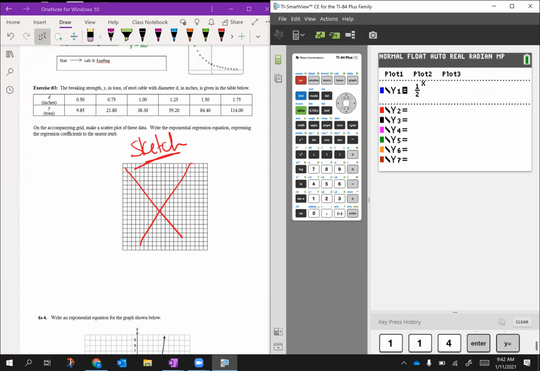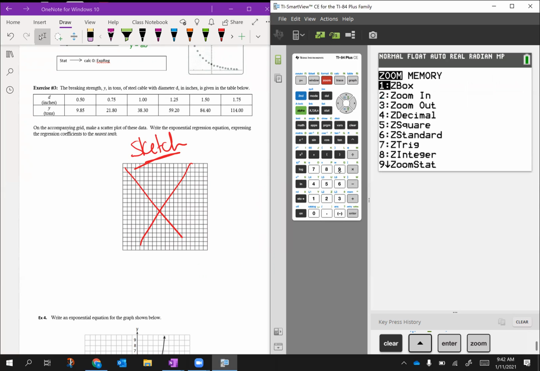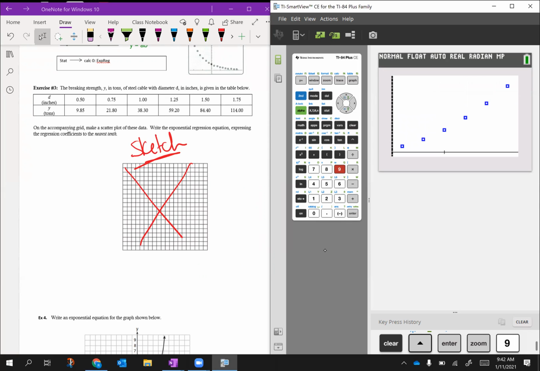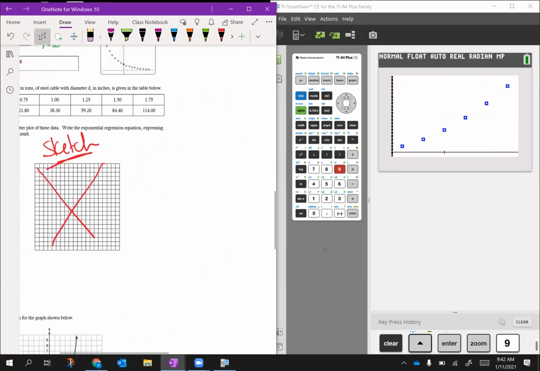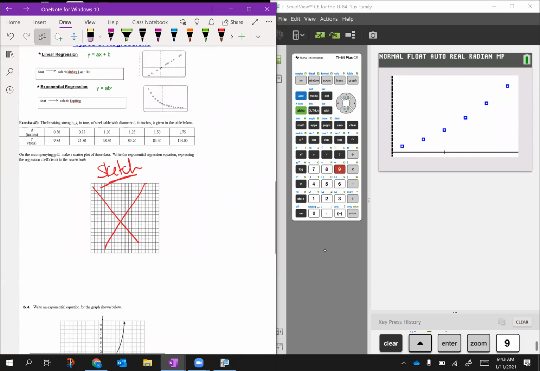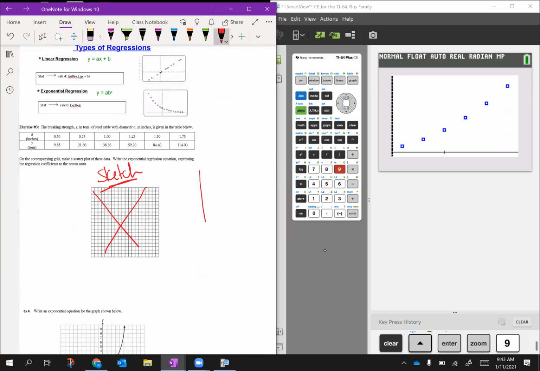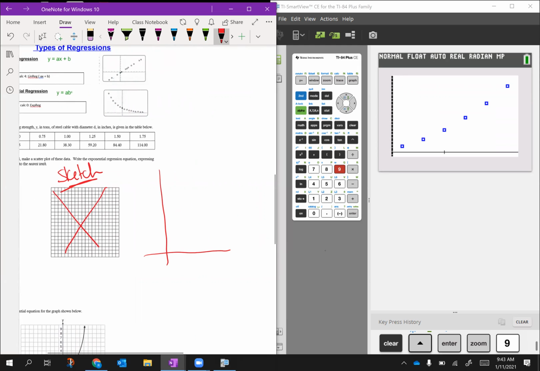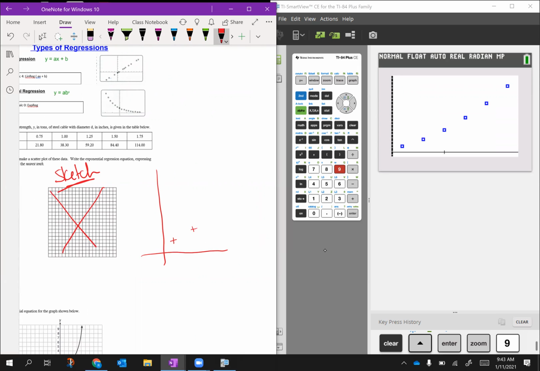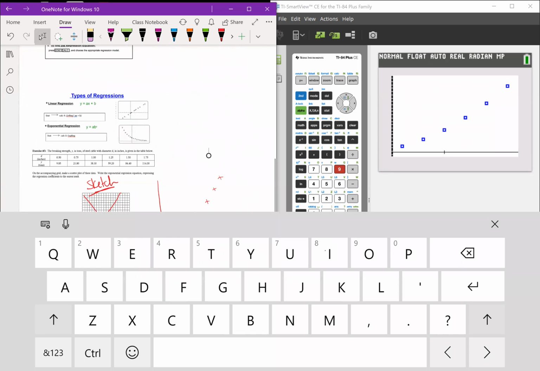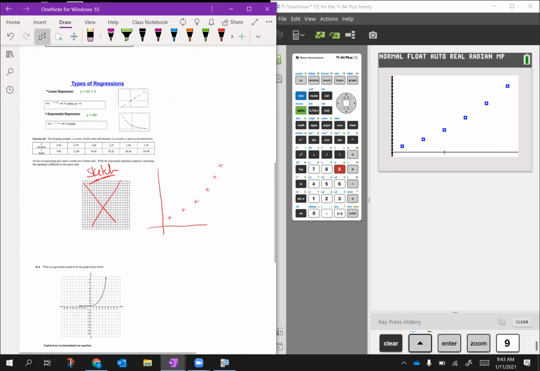We go to our y equals, clear out what's in there, go up and turn the plot on. Then we're going to go to zoom 9. It's hard to tell by just glancing at it if it's exponential or linear, but if we use the data they gave us, it definitely looks like it's curving more. So this one is going to be an exponential regression. So now we have to go and get the exponential regression it told us.